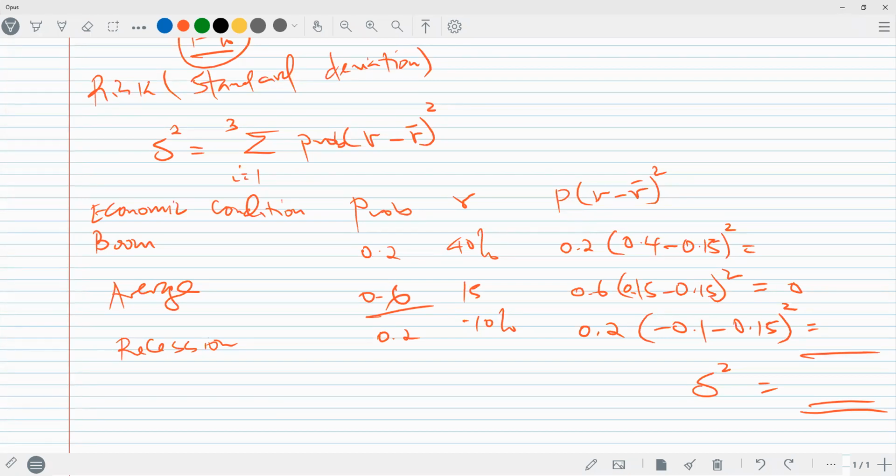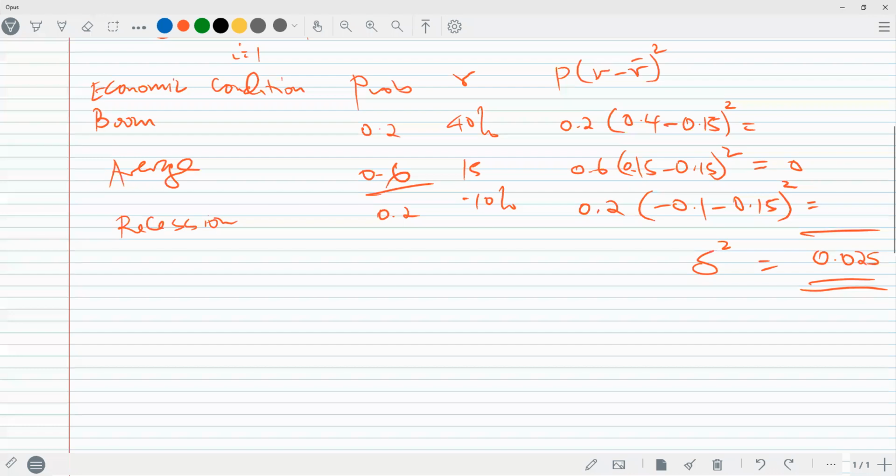Zero point 0.025. 0.025, that way. Yes. Okay, we get a variance of... someone can confirm. It's correct, 0.025. We get a variance of 0.025.